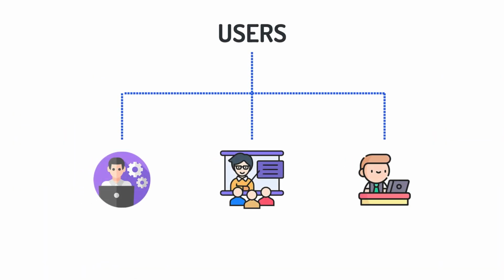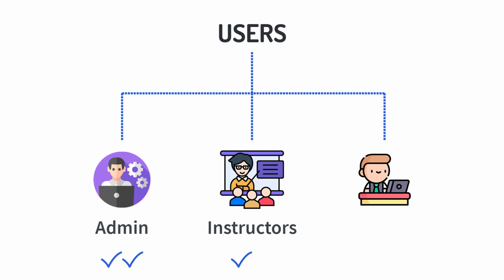In MasterStudy LMS plugin, users are divided into 3 groups. The first one is admin. Admin has access to anything. The second group is instructors. They will have access to create and manage courses and lessons. Instructors can also track the learning process of students, but they don't have permissions to other things. The last one is students. They can only enroll courses and learn them.